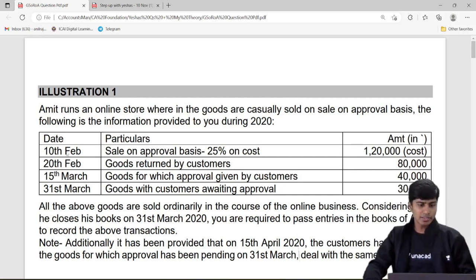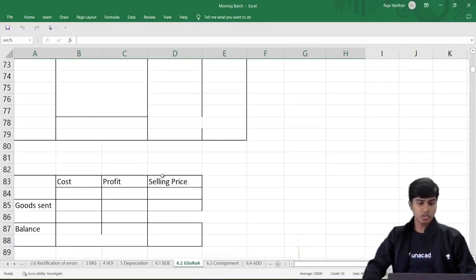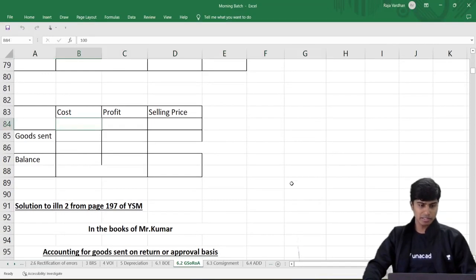So on 10th of February, sale on approval basis is 1,20,000 worth of goods at cost and the price is 25% on cost. So if it is 25% on cost, let's do some basic math here.